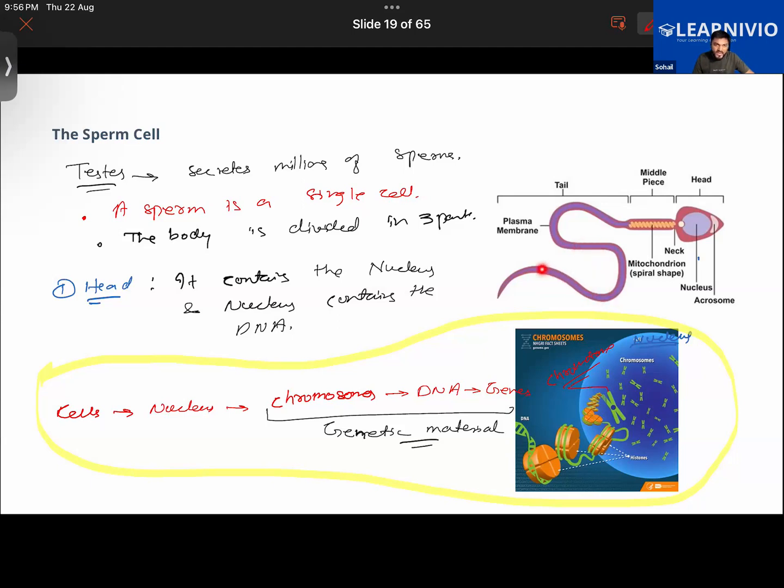And if you were to look at the total length of the body of the sperm, the tail makes up about 80%. To put it into perspective, let's say the sperm cell is 10 micrometers. Out of that, 8 micrometers will be the length of the tail. The remaining 2 micrometers will be the length of the middle piece and head. So 80% of the length of the sperm is comprised by the tail. Hope that is clear.